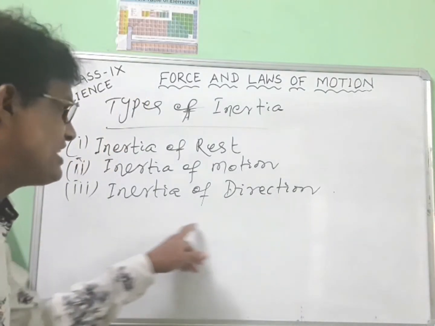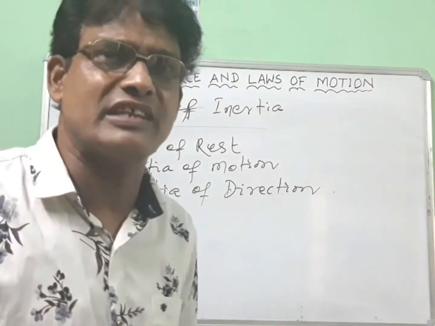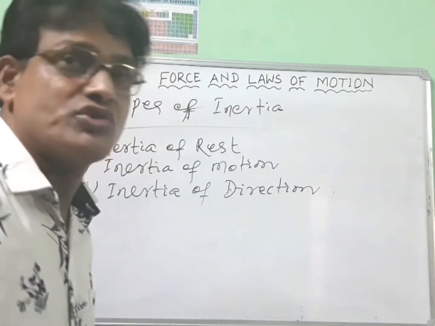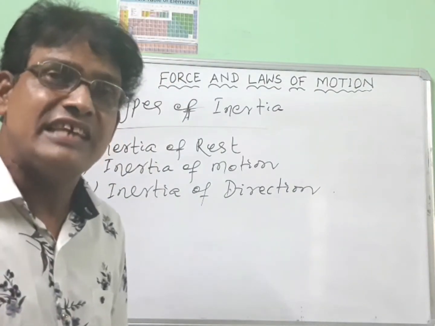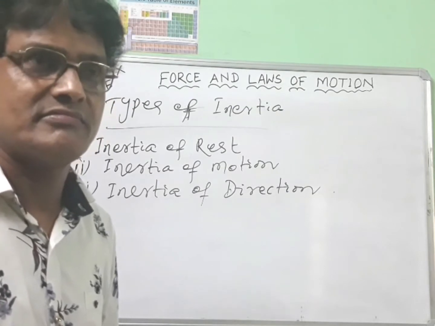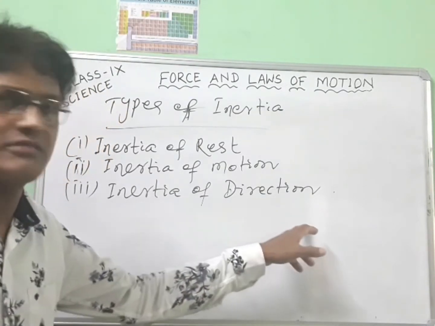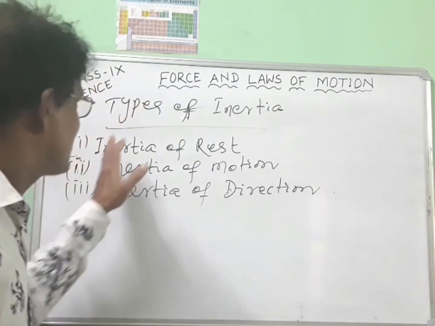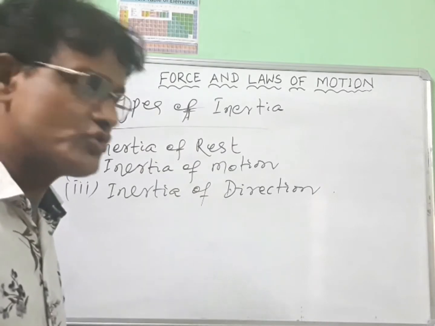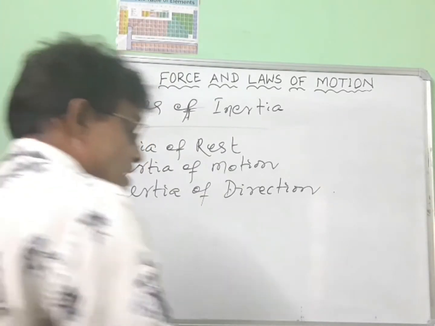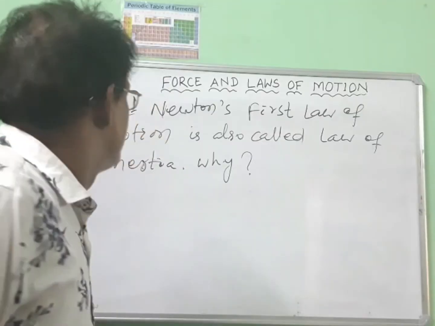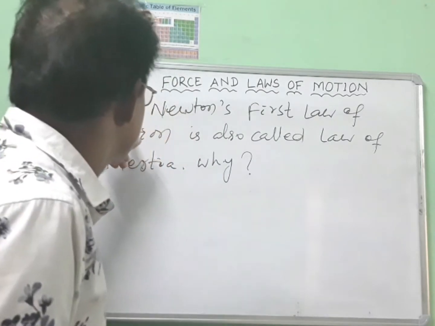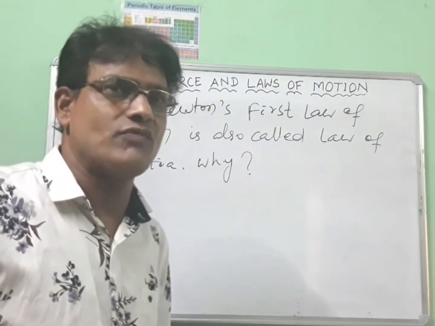The third one is the inertia of direction. It is the tendency of an object to oppose any change in the direction of an object. It's called inertia of direction. So these are the types of inertia. Clear? Next is an important question, the first important question regarding Newton's first law of motion.